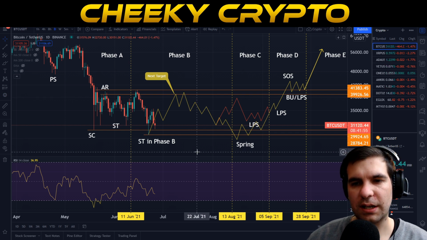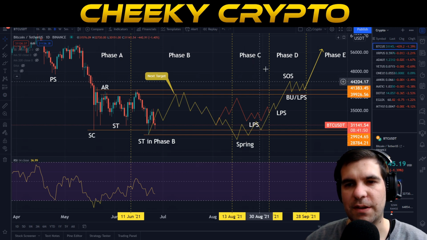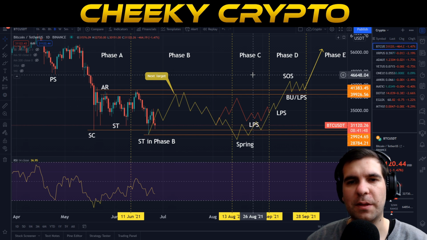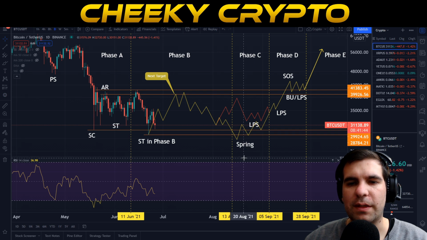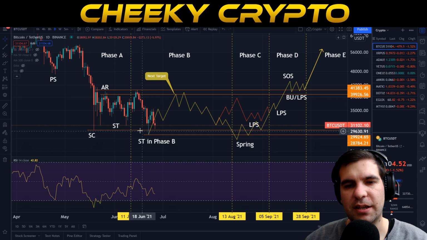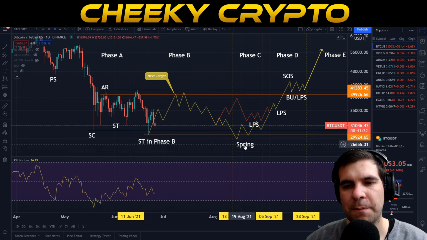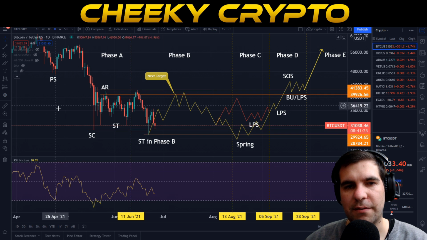Now the first thing I want to clear up is that lots of people are talking about how we should have had the spring, and that we're actually in phase C of this accumulation. Ultimately, guys, this is not quite the case, because the spring would be the third lowest low, and what we see here is only two, right? So you see the selling climax, but then the secondary test in phase B, and we haven't actually gone lower than that secondary test in phase B. We can see that because the spring is going to be lower.